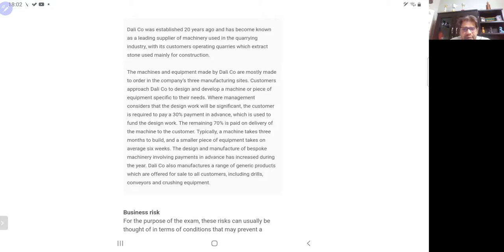The design and manufacture of bespoke machinery involving payment in advance has increased during the year. Delhi company also manufactures a range of generic products which are offered for sale to all customers, including drills, conveyors, and crushing equipment.